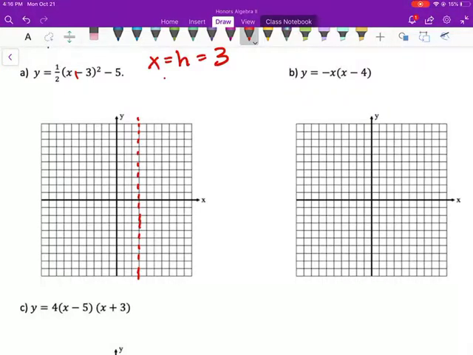Then I need my vertex. Well, in this case, again, my vertex is really easy. It is given to me, 3, negative 5. Don't have to plug anything in. And I'm just going to go down here to negative 5. 1, 2, 3, 4, 5.